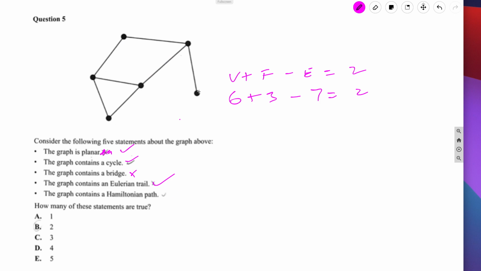You go along every edge without repeating edges, but you can repeat vertices. And it's not possible. You can see I'll try it a couple of other ways, but it doesn't look like it's possible. I'll try to end here maybe. Yeah, no matter what, I have to backtrack. So that's actually not true. And so therefore there's 1, 2, 3 that are true. So it is C.